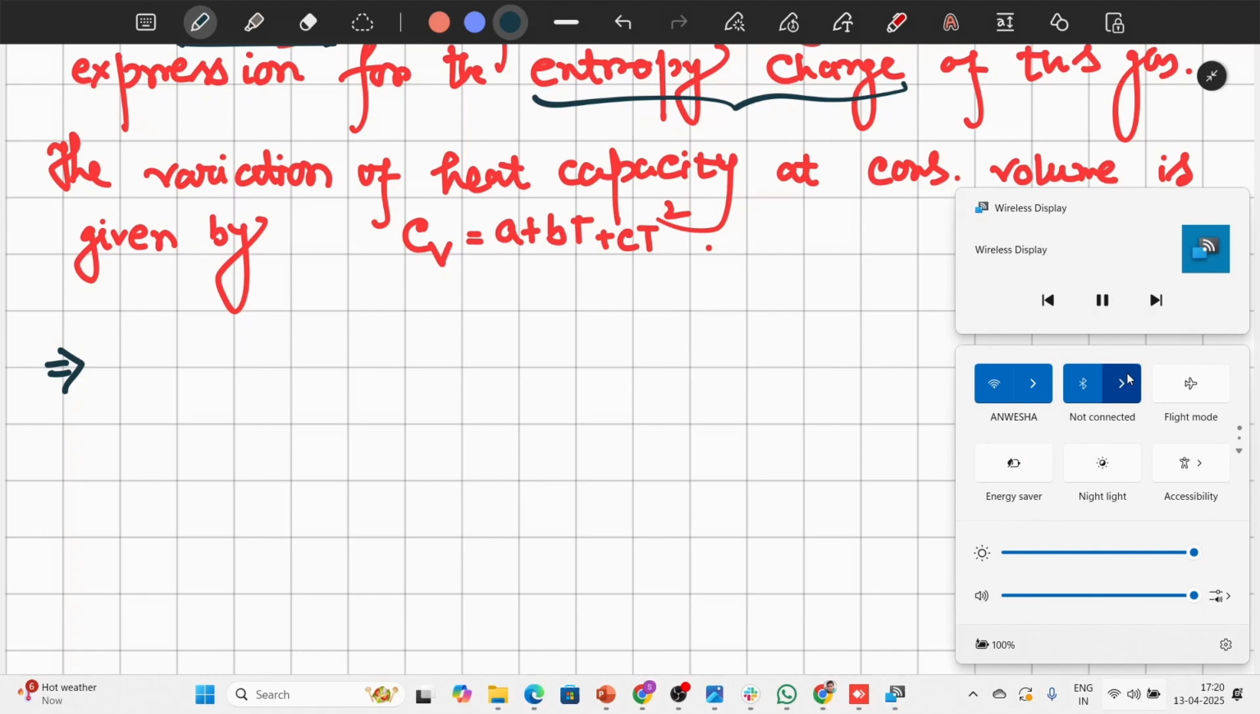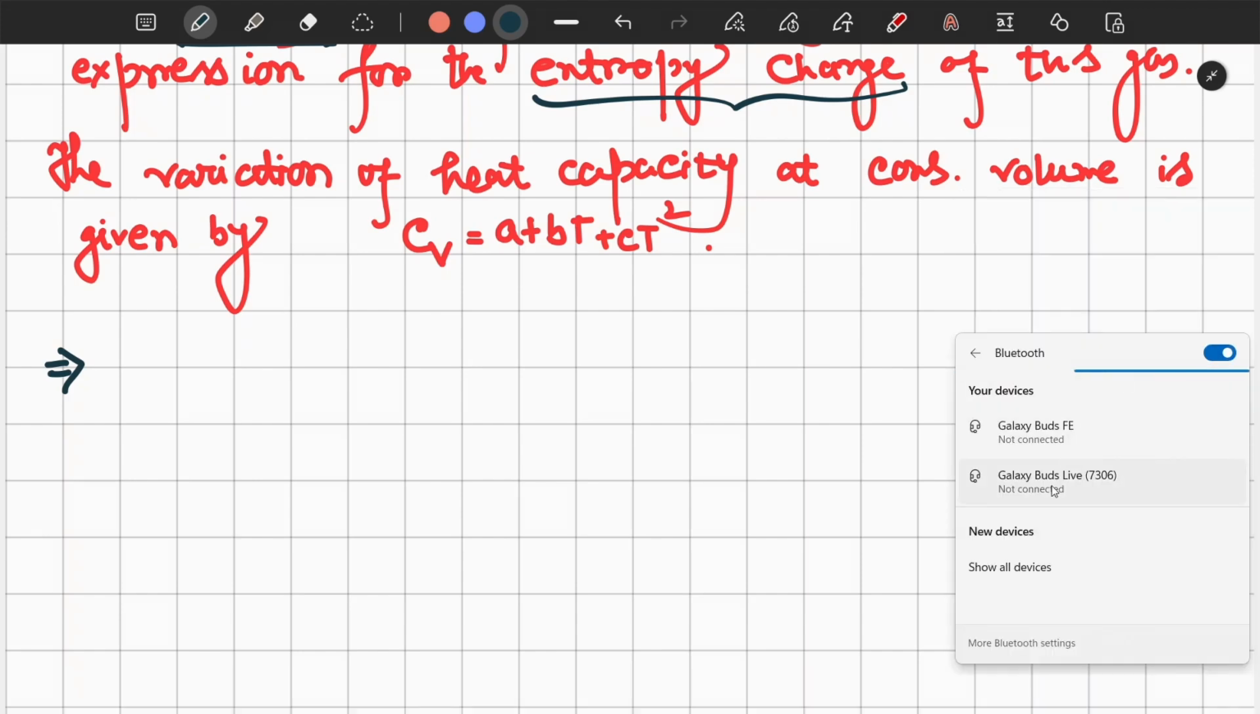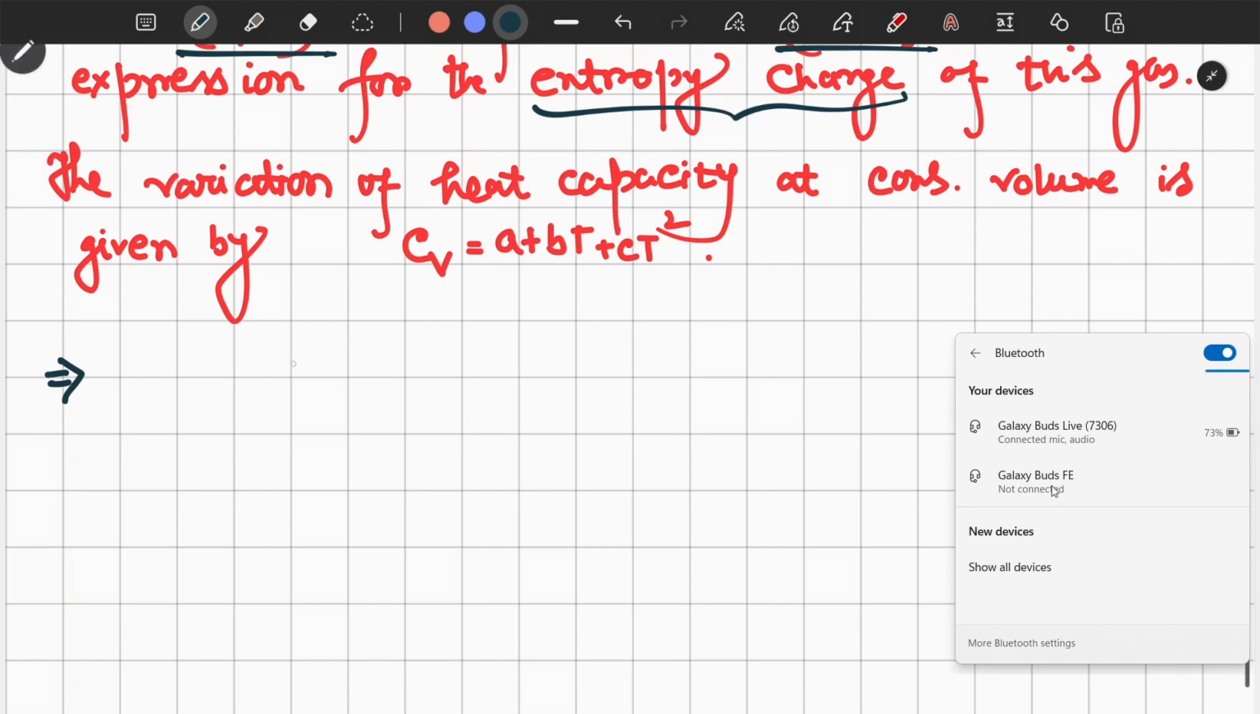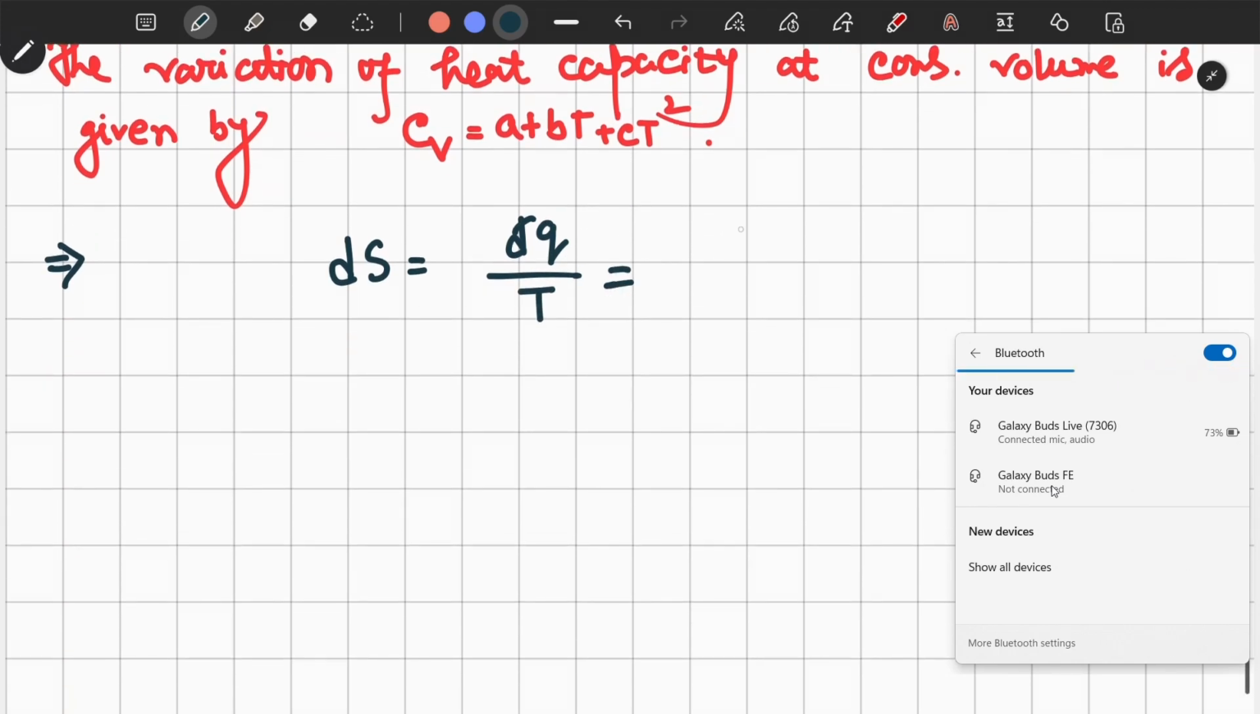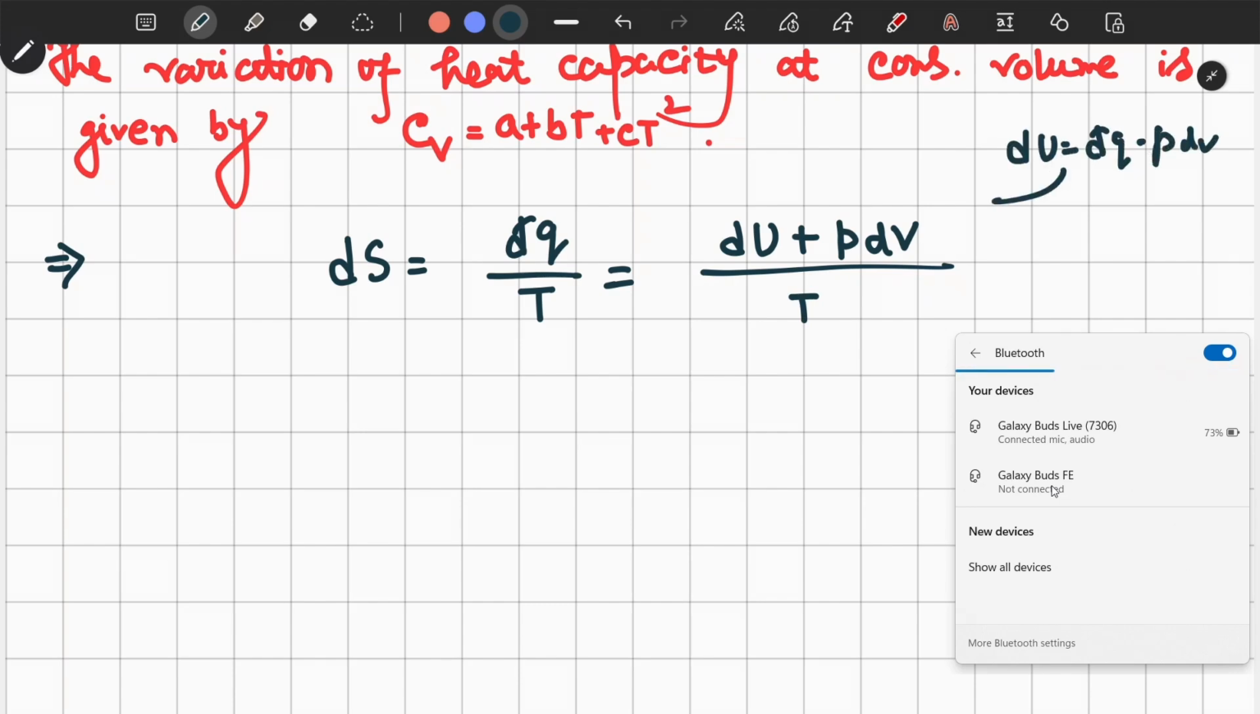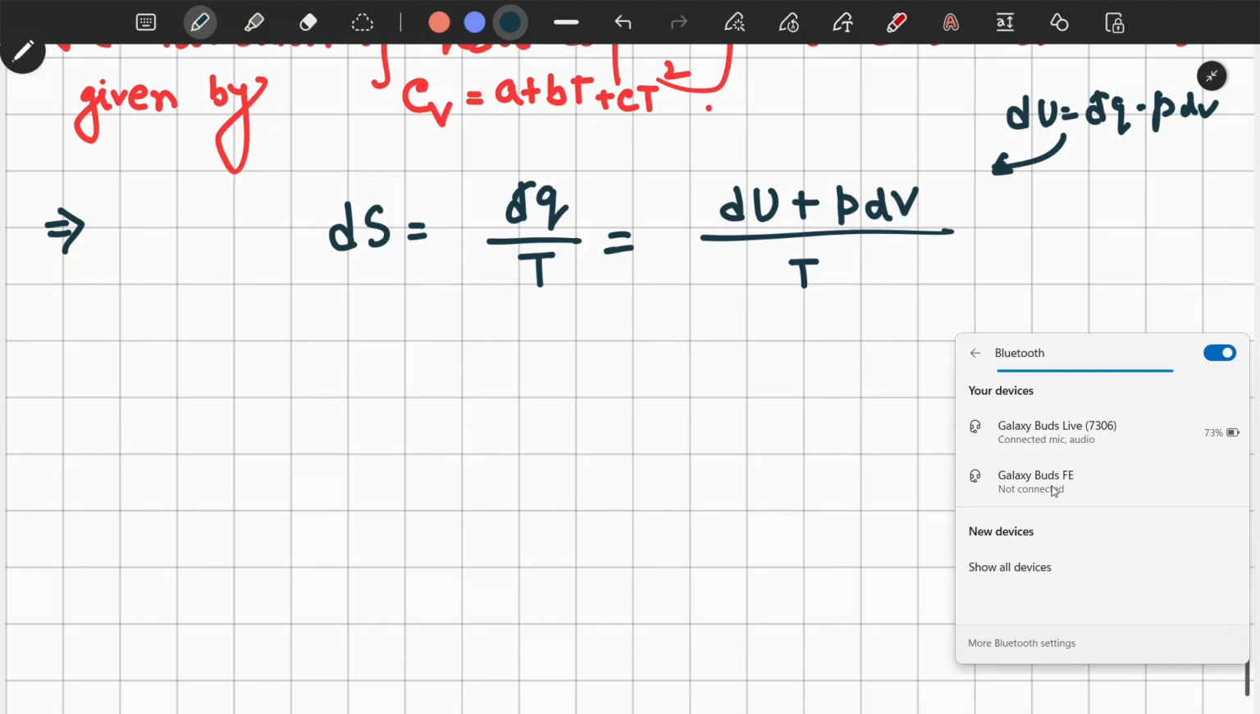So you have to construct that formula. I am telling, del S equal to dq reversible by T. Then from that, d cross Q by T, right? And what is d cross Q? du plus PdV, because you know du equals d cross Q minus PdV. So this you know.